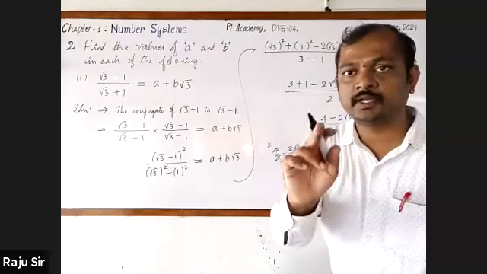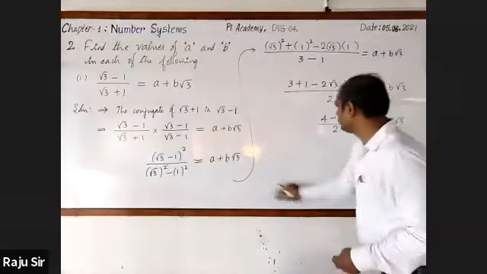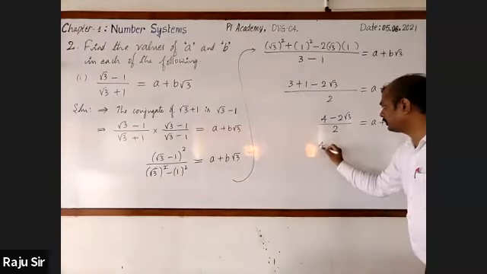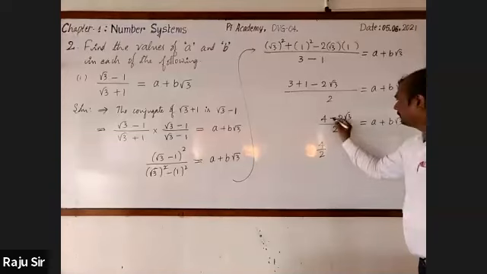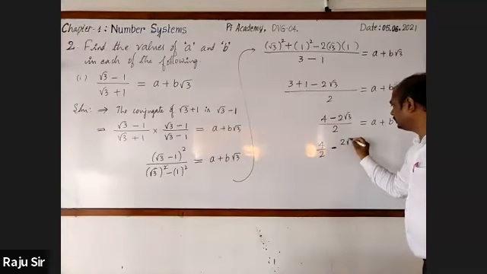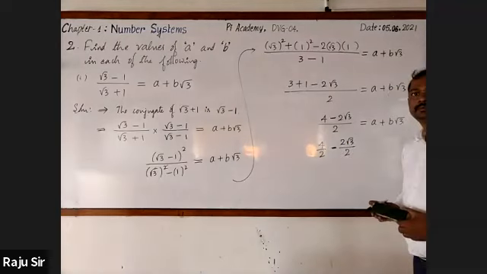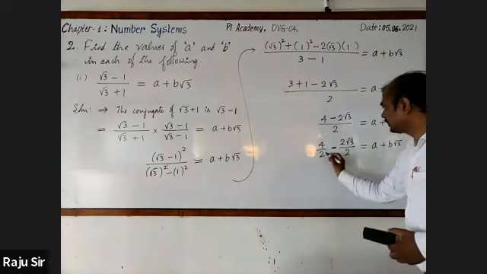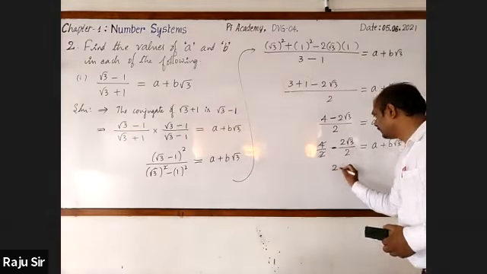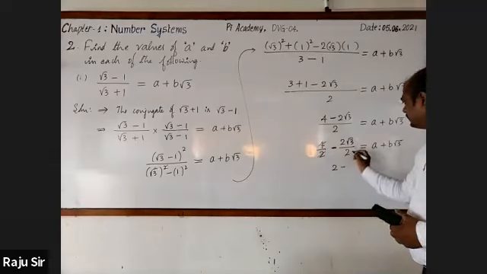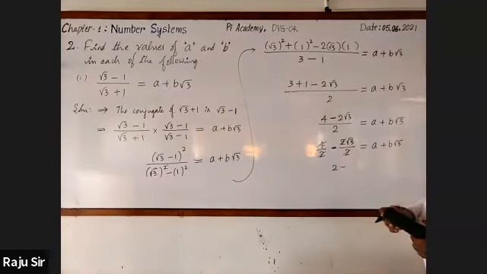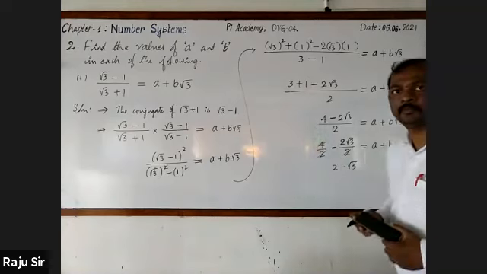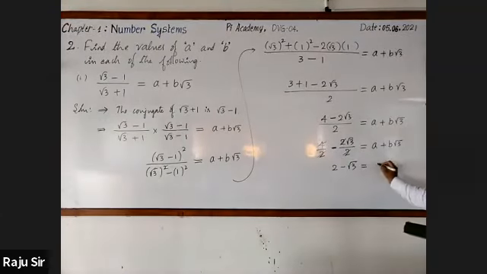You may take the common factor and simplify, or else you can divide separately: 4 by 2 minus 2 into root 3 by 2. This is equal to a plus b into root 3. Next, cancel it. 2 1s are 2, 2 2s are 4. Here 2 and 2 get cancelled. Right, 2 minus root 3. This is equal to a plus b into root 3.